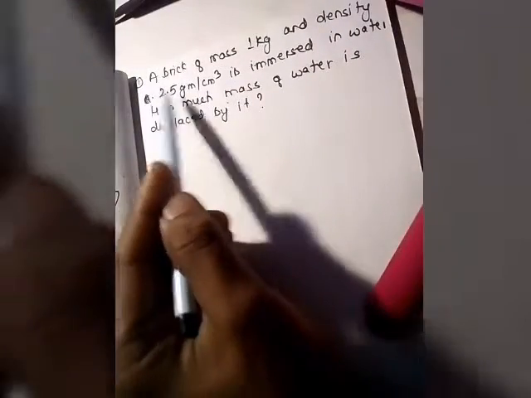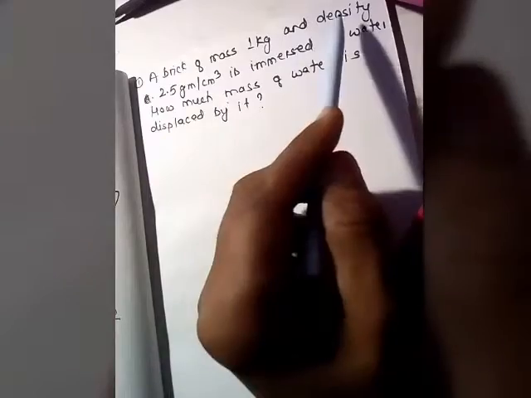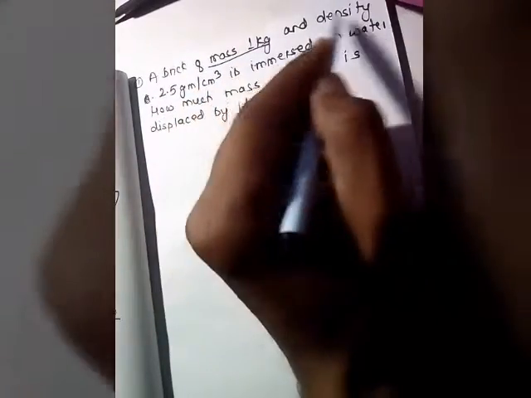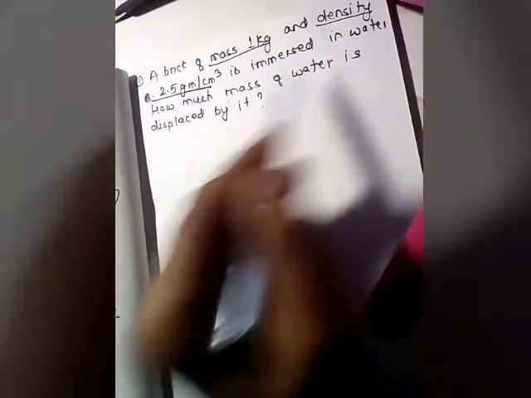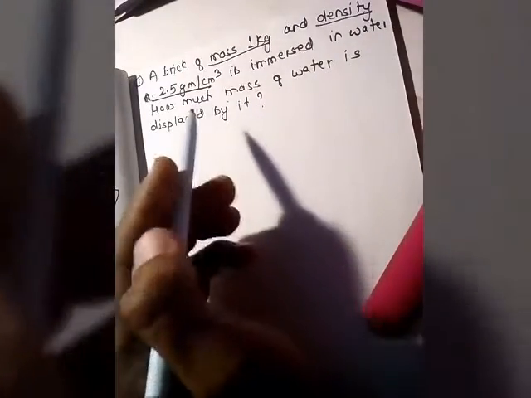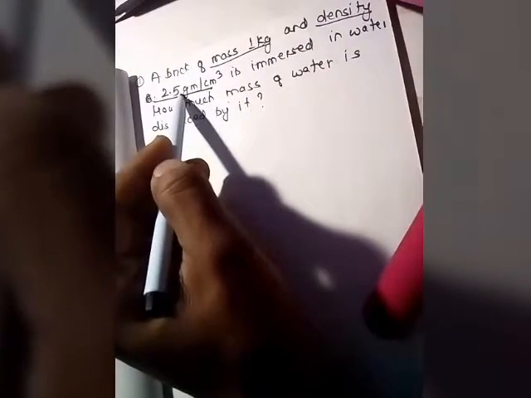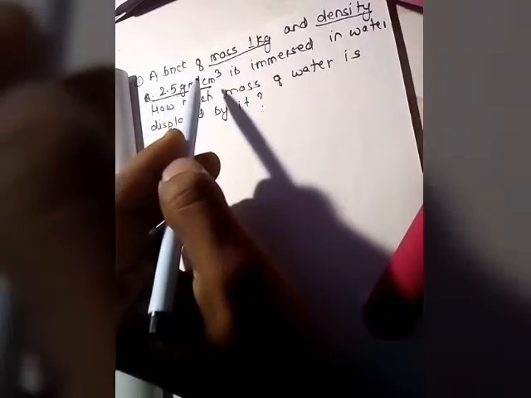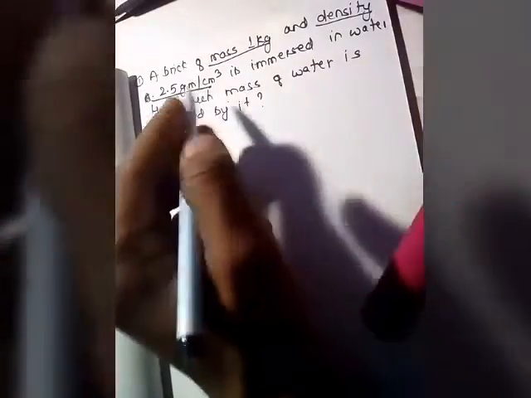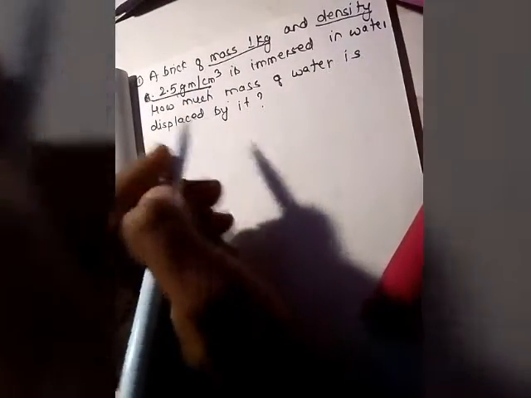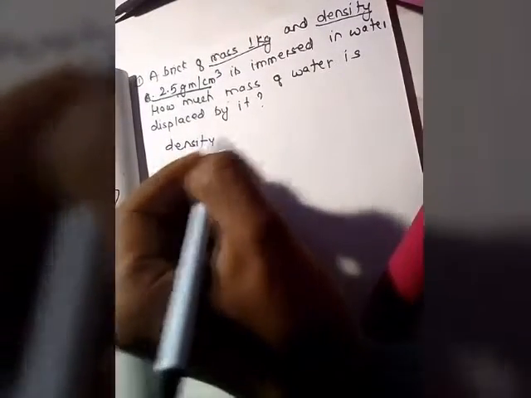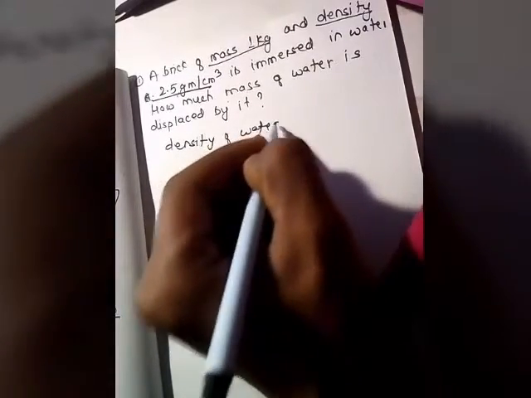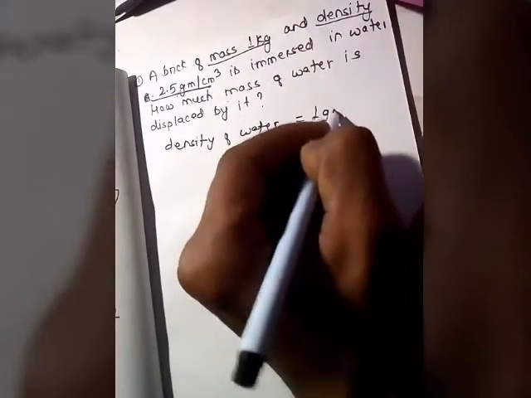This is the problem. A brick of mass 1 kg and density 2.5 gram per cm cube is immersed in water. How much mass of water is displaced by it? First we have to focus on the density of the brick. The density of the brick is 2.5 gram per cm cube, and though the density of water is not given here, we must have it in mind: the density of water is equal to 1 gram per cm cube.